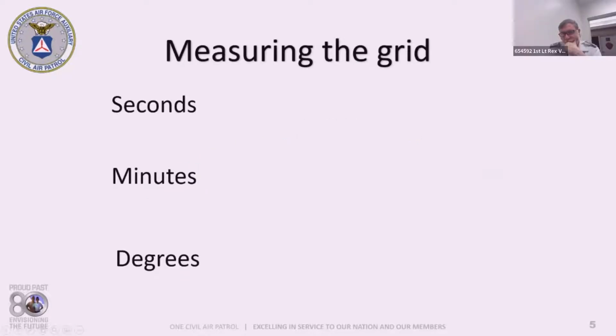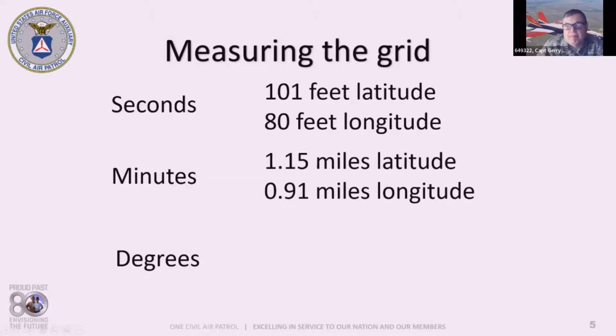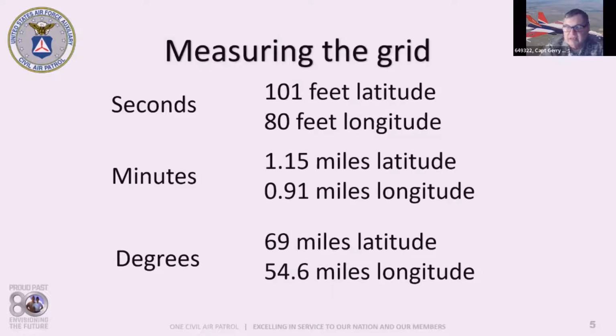So with that, in Michigan, for the most part, we see that 1 second is equal to about 101 feet in latitude, but 80 feet in longitude. A minute is equal to about 1.15 miles latitude and 0.91 miles longitude. And because of that, a degree is 69 miles latitude, but only 54.6 miles longitude.